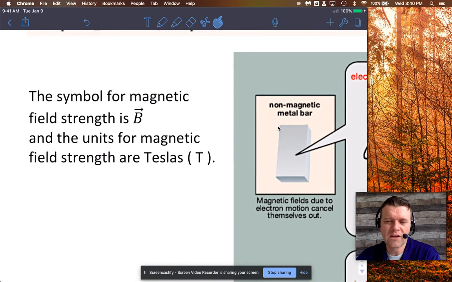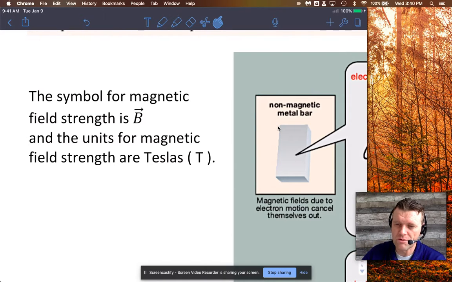You should at least know this, though. The symbol for magnetic field is a B, capital B with an arrow over it. And the units for magnetic field strength are Teslas. It's my favorite unit. But again, you don't need to know the formula. There aren't any formulas that you need to know, at least for Science 30, about magnetic fields, okay? But you do need to know that current in a wire does generate a magnetic field.